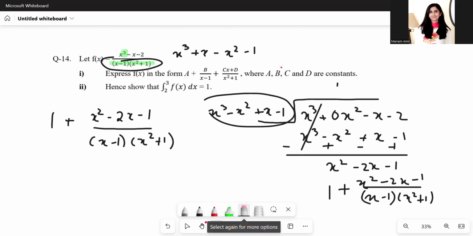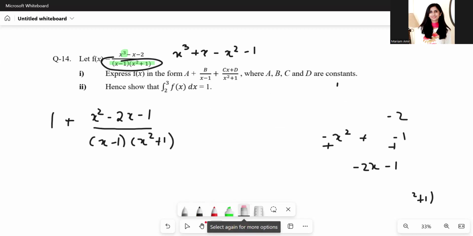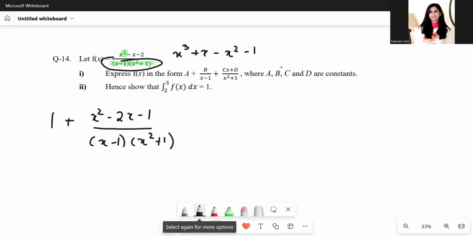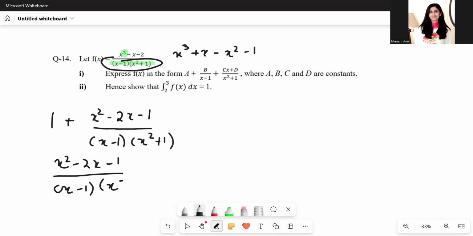Now the degree of the numerator is 2 and the degree of the denominator is 3. So now we're ready to do partial fractions of this. So (x squared minus 2x minus 1) upon (x minus 1)(x squared plus 1) can be written as A upon x minus 1 plus, in fact, they've written B, so we'll write B as well. B upon x minus 1 plus, since this is quadratic, we'll write (Cx plus D) upon x squared plus 1.